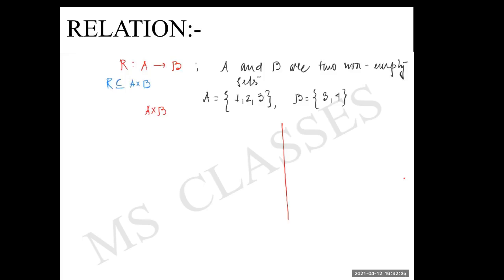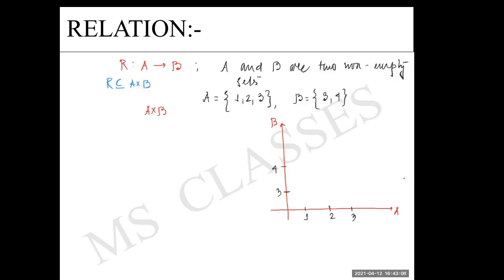If we find relation from A to B, how? The subset of A cross B. Now here this is the setting. On the X axis I put set A, and on the Y axis I put set B. Why? Because I want to find A cross B. So on the X axis I am putting elements of A, and on the Y axis I am putting elements of B.